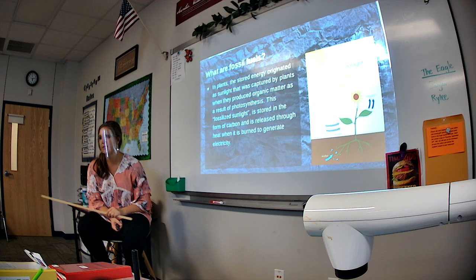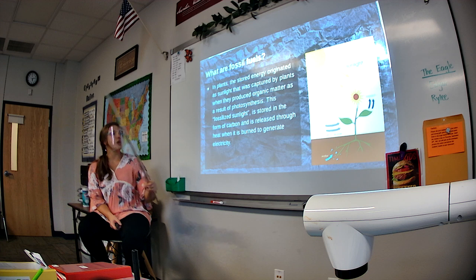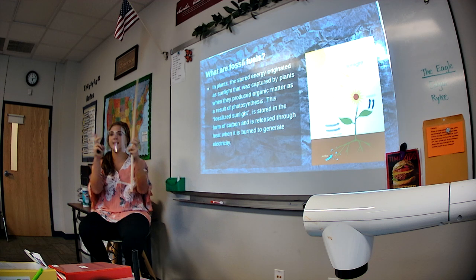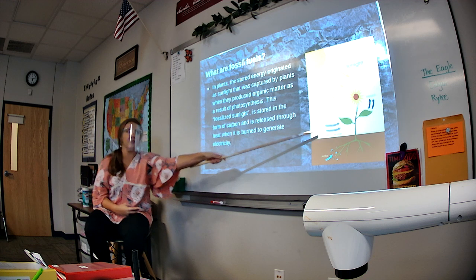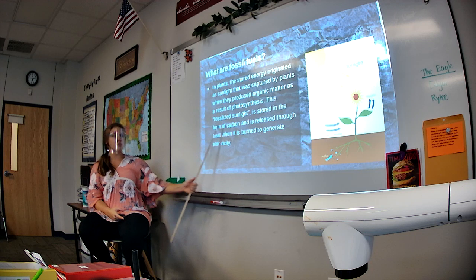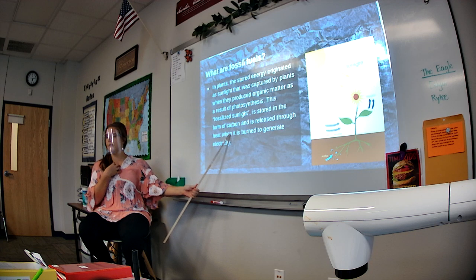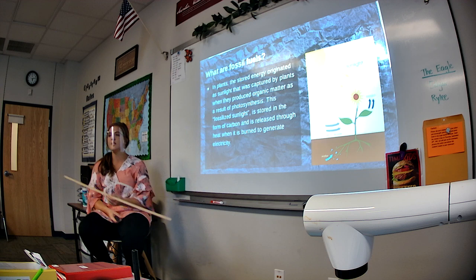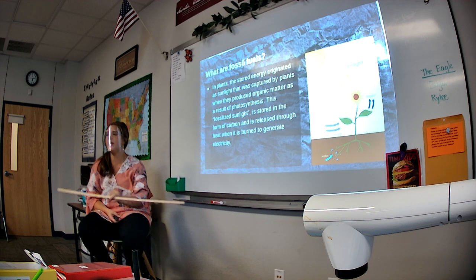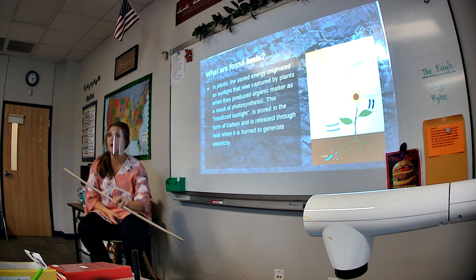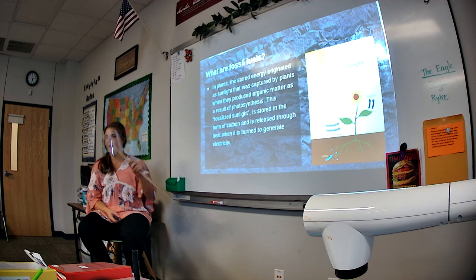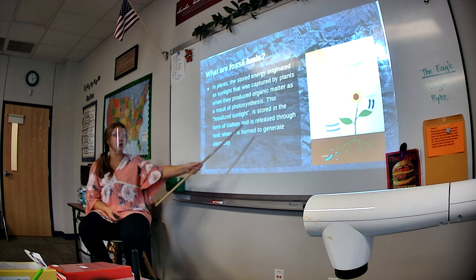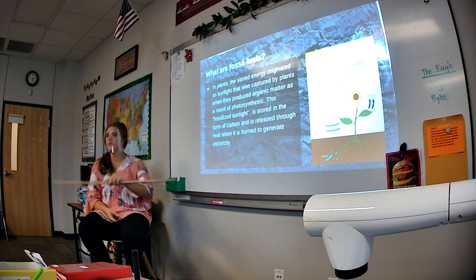So this quote-unquote fossilized sunlight, or trapped sunlight inside of the plant, is stored in the form of carbon, the same way it would be in a living thing's body. And it is released through heat when it is burned to generate electricity. So if a plant gets caught up in layers of sediment and enough heat and pressure is added, that stored or fossilized sunlight or carbon can also turn into coal, oil, or natural gas.